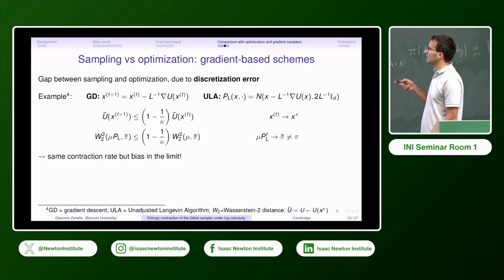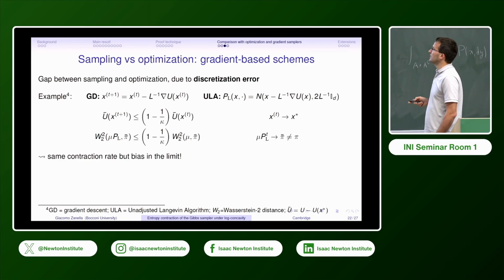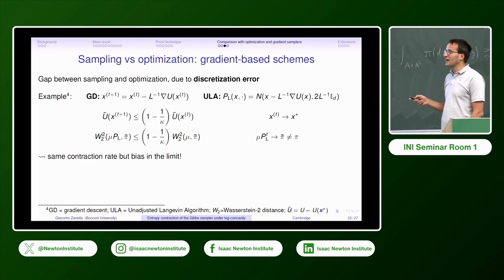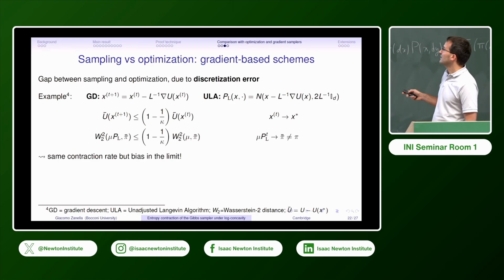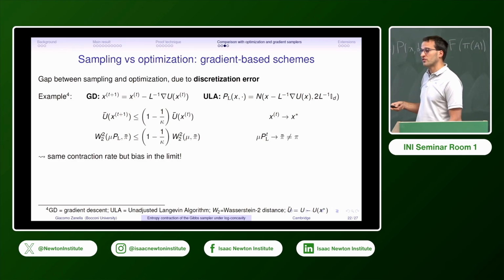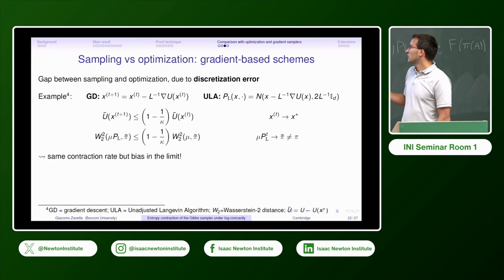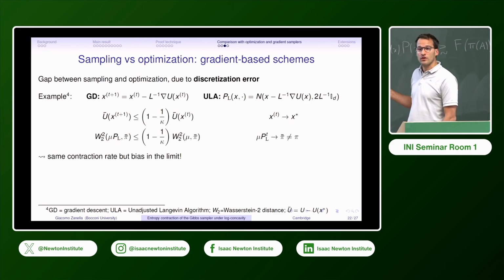It's well known that if you take Wasserstein 2 and the function value for gradient descent, both schemes converge with the very same optimal rate, but gradient descent is unbiased, so it converges to the desired minimizer. The fixed point of gradient descent is the minimizer, while the fixed point of the Langevin discretization is not pi.